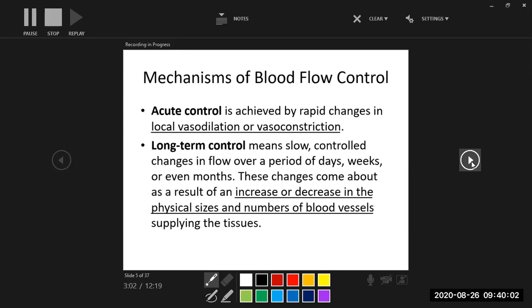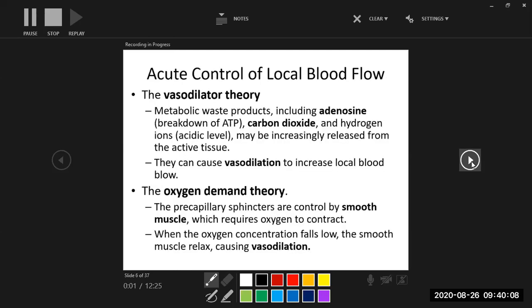Now, what is the mechanism for this to be happening? The mechanism for acute control, we will only talk about the acute control here. The chronic control is a little more complicated, so we are not putting it here, but local control you need to know. The acute control you really need to know. The question here is how does our local vessel know it needs to be dilated in order to provide more blood supply? There are two theories.